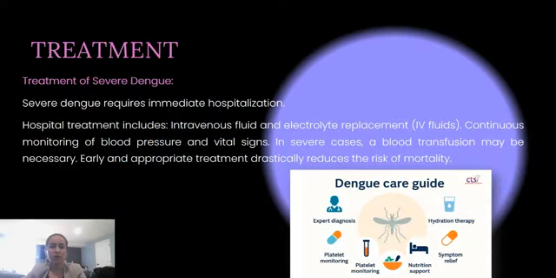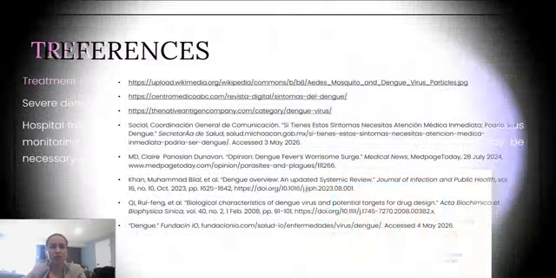Treatment of severe dengue. Severe dengue requires immediate hospitalization. Hospital treatment includes intravenous fluid and electrolyte replacement, continuous monitoring of blood pressure and vital signs. In severe cases, a blood transfusion may be necessary. Early and appropriate treatment drastically reduces the risk of mortality.